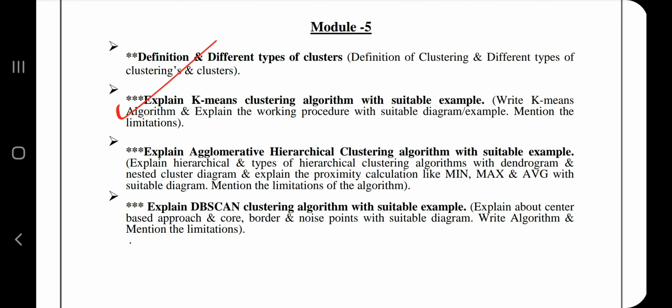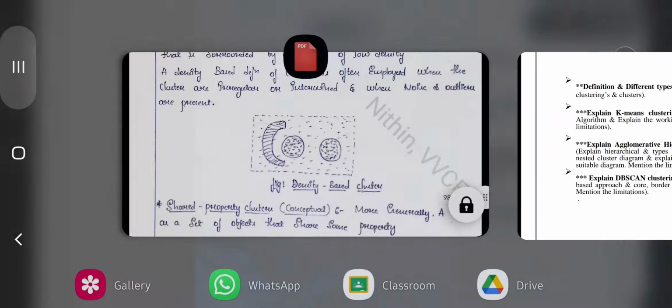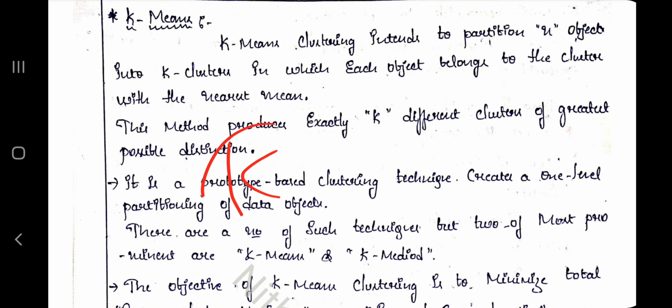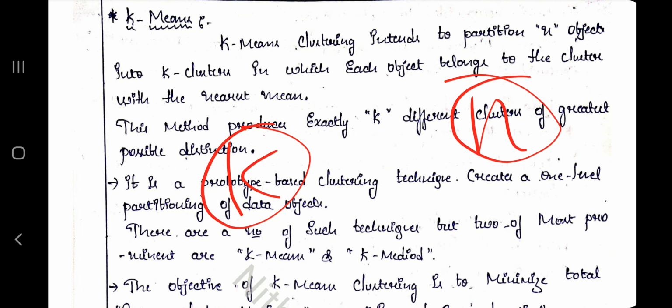Let us go on to the next one, which is explain k-means, a very important one. K-means algorithm: write the algorithm, explain the working procedure with a suitable diagram and example, and mention the limitations. Okay. So, let us see what the meaning of k-means is. K-means means you will have k things, and there will be n objects. K things means k points.